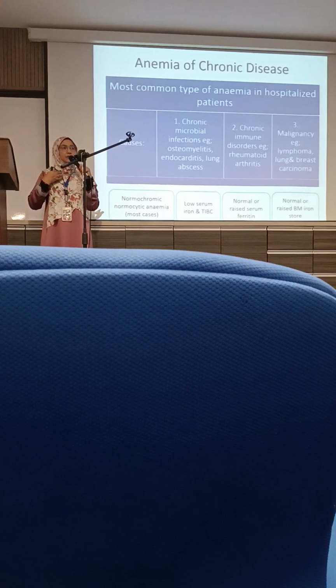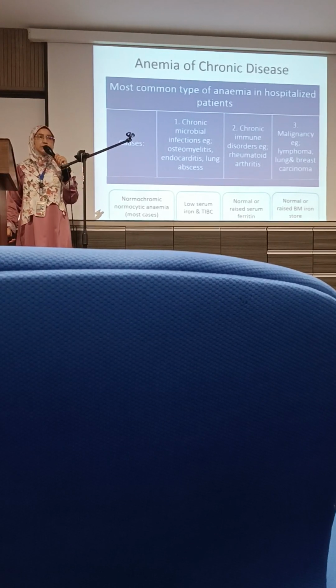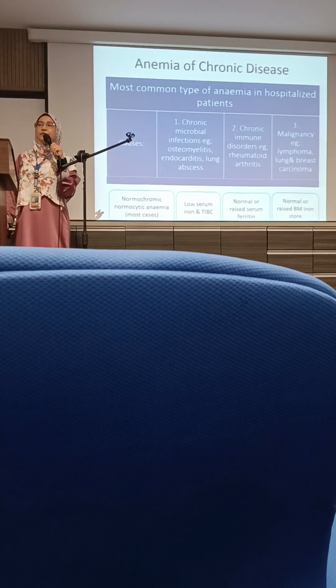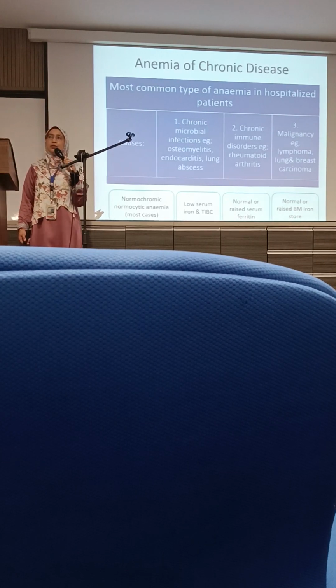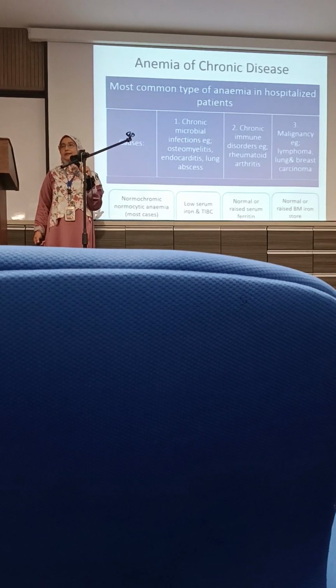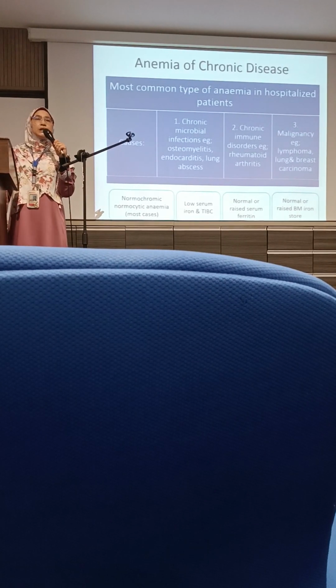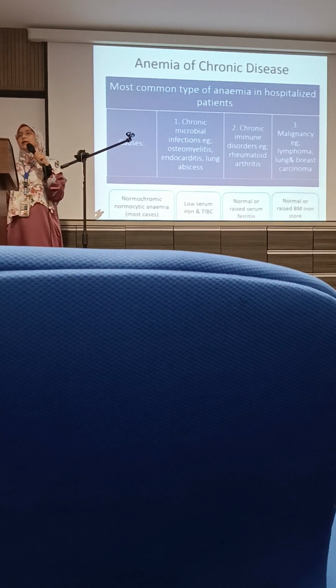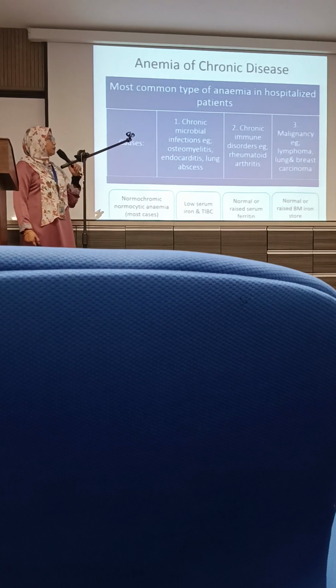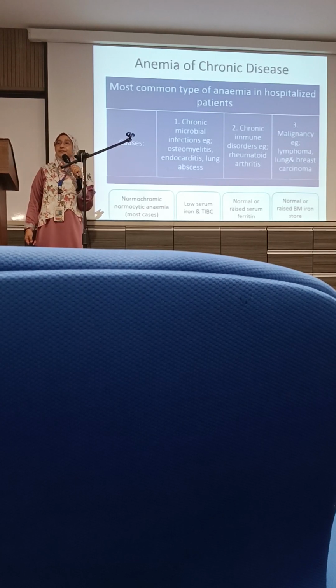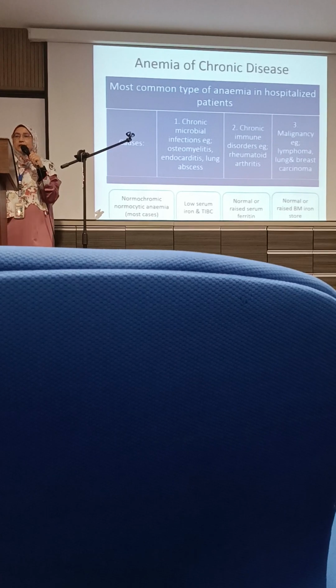Endocarditis, infection of the endocardium, and also lung abscess. Abscesses are also chronic infections. Usually they can cause anemia of chronic disease. Chronic immune disorders, for example rheumatoid arthritis, SLE, and also malignancy like lymphoma, lung and breast carcinoma, can have anemia of chronic disease.